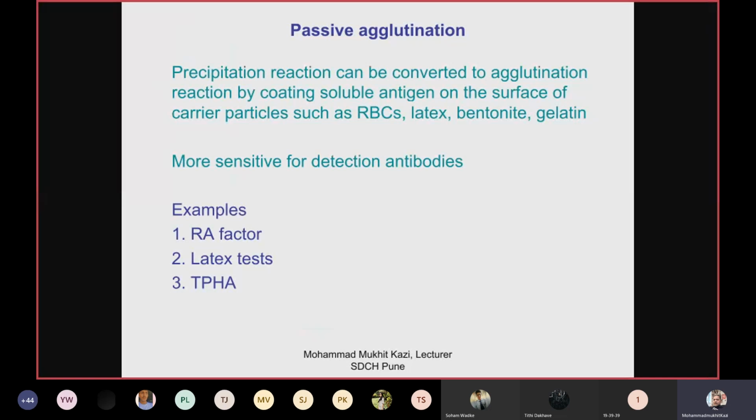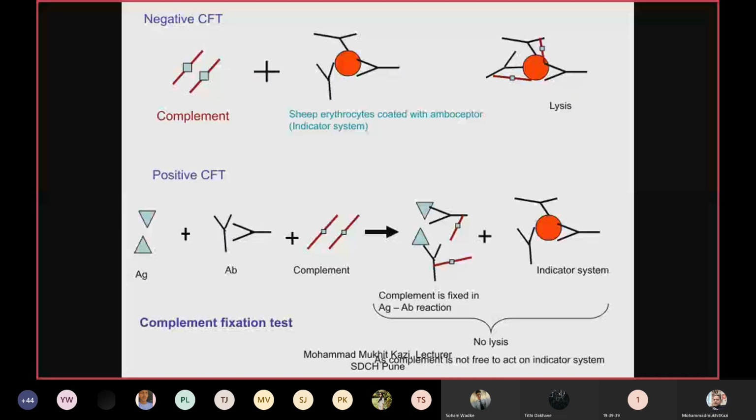Why? With the help of passive agglutination, we coat the soluble antigen onto some particles, and then we detect the antibodies. That increases the sensitivity of the test to detect antibodies. What are examples of passive agglutination tests? The RA test, the latex test, or the Treponema pallidum hemagglutination test. This is the TPHA test, which is useful for confirmation of the diagnosis of syphilis, a sexually transmitted disease. So we have to do TPHA once the viral test is positive.